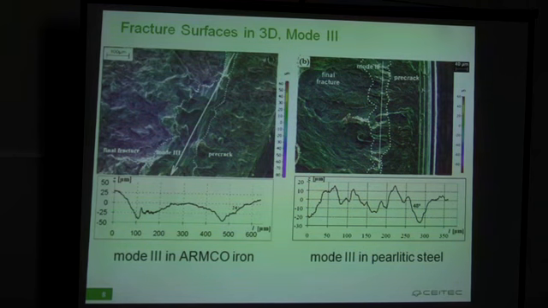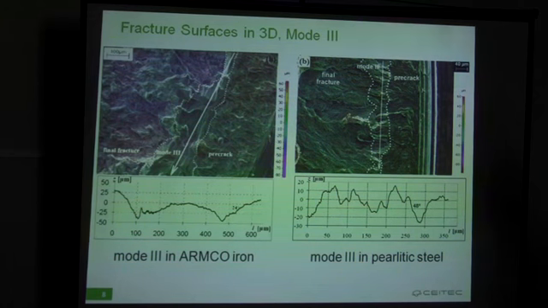For mode 3, we have an example of Armco iron and pearlitic steel, but the situation in Armco is very similar. We also have these facets and small deflection and twist angles of these facets, so the crack propagated along the shear plane in this case. So it's not always the case that the crack deflects towards the local mode 1. In the pearlitic steel, which has cementite laminas, the local mode 1 propagation already occurred, because the twist angles of these facets are close to the theoretical 45 degrees.